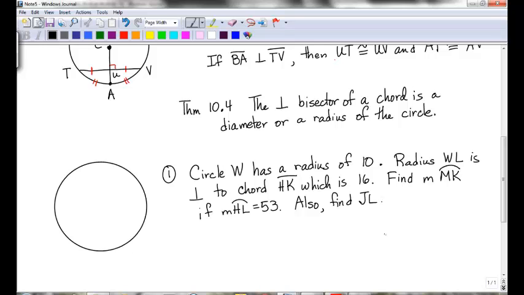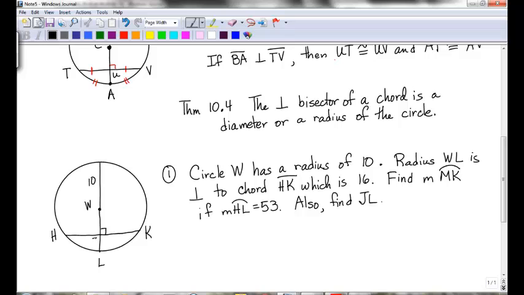Okay, picture-wise, circle W, so we know that's the center. W is the center of the circle. It has a radius of 10. I'm going to label that up here. WL goes straight down. WL is perpendicular to chord HK. Draw a chord going across here. Label this as H. This is K. We know this is perpendicular. HK is 16. So what do we know?